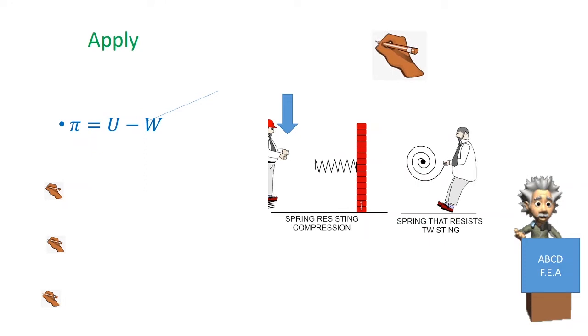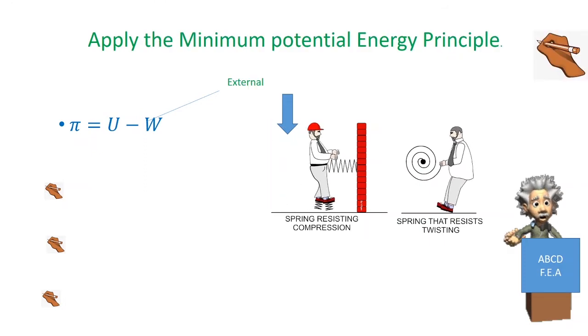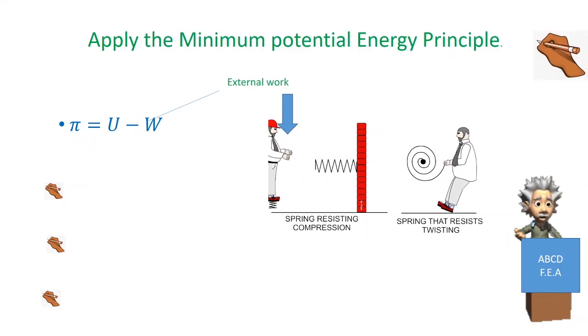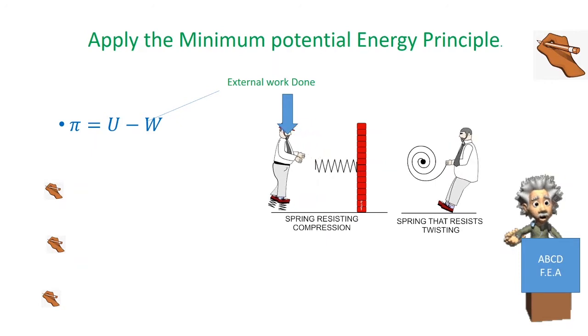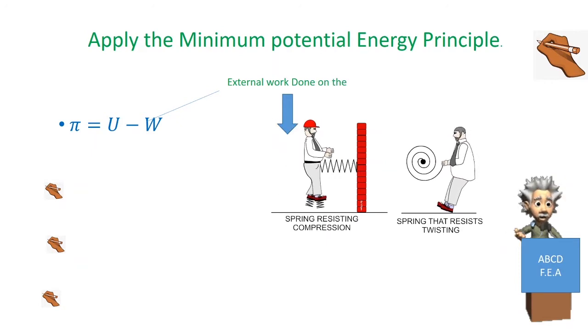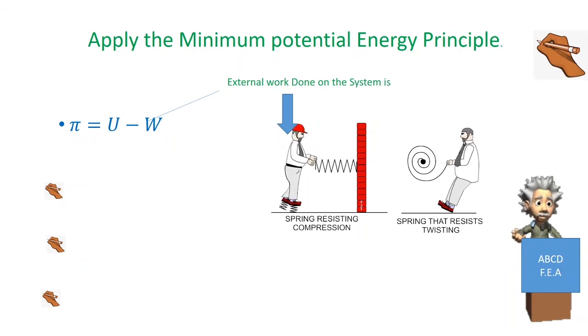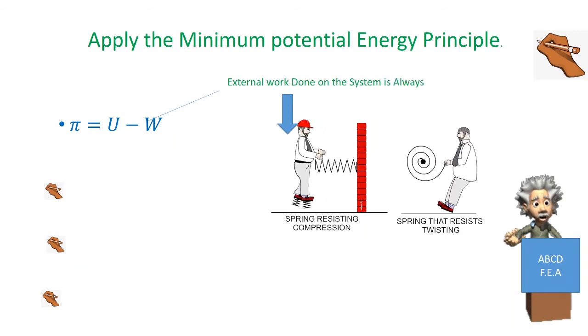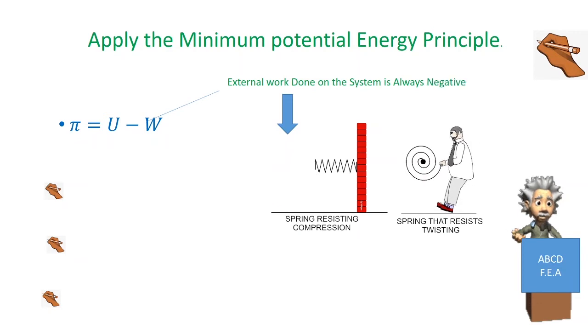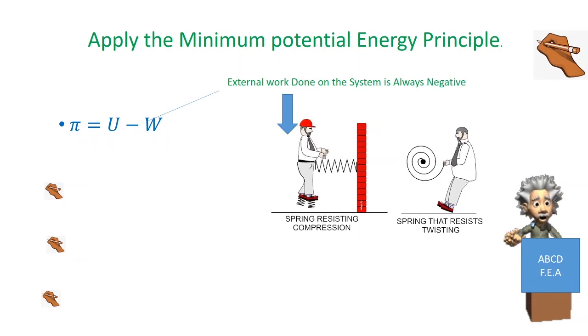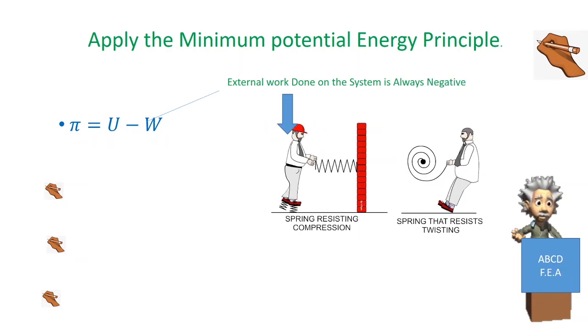Now, the second step, after we have chosen the trial function, is to apply the minimum potential energy principle. Now you can see in the figure, a man is trying to compress the spring, so he is doing work against the system. Whenever work is done against the system, it is always negative.